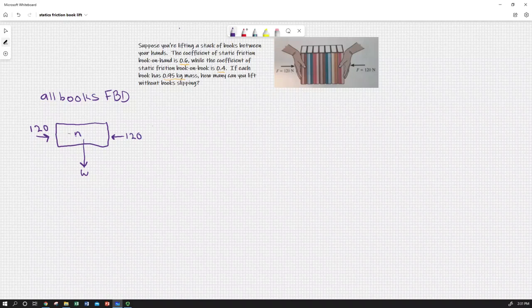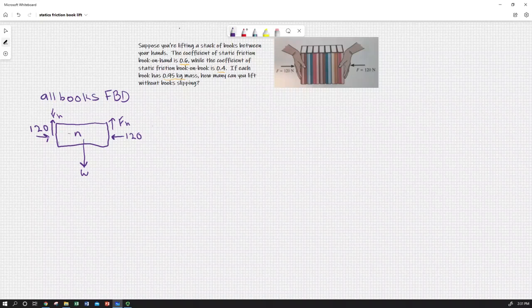So we have a trivial equation of equilibrium for the x. We know we got 120 newtons going in both directions. And more importantly, we know we have a frictional force hand on book, and we'll call it F sub h for force of friction hand on book. And we have one on the other side too. We can apply action and reaction to each side of this stack of N books and know that we can invoke imminent slip to solve for our F sub h.